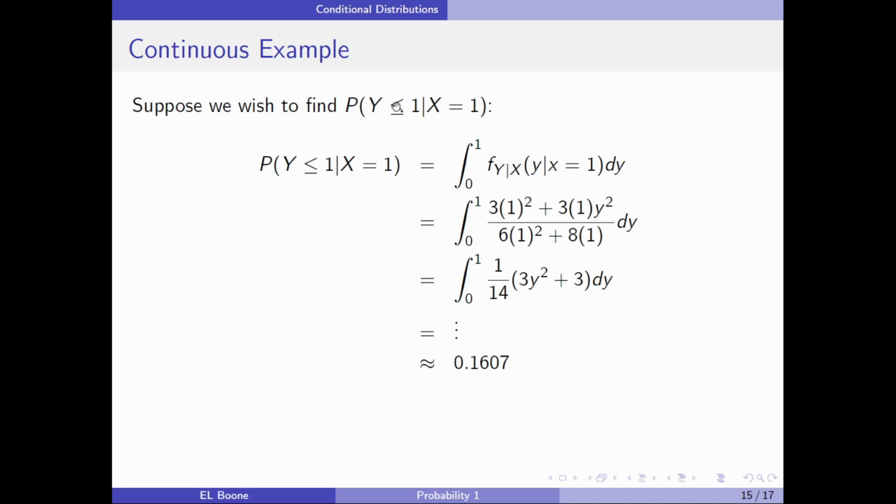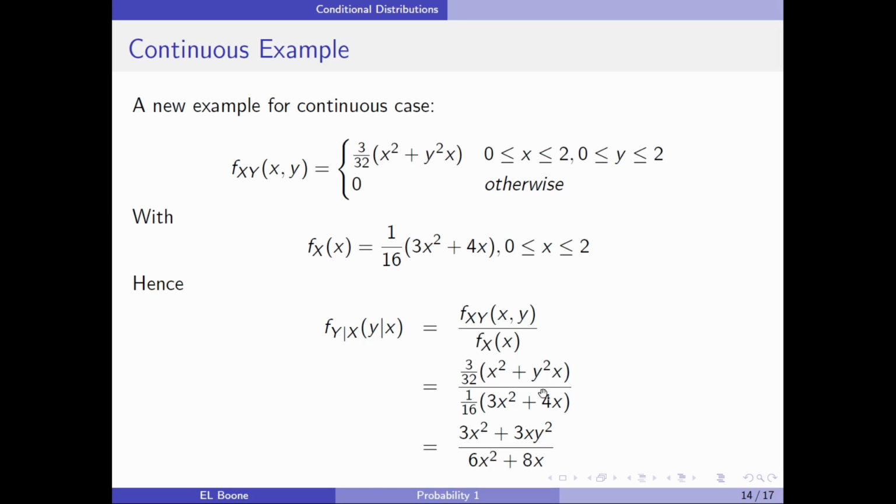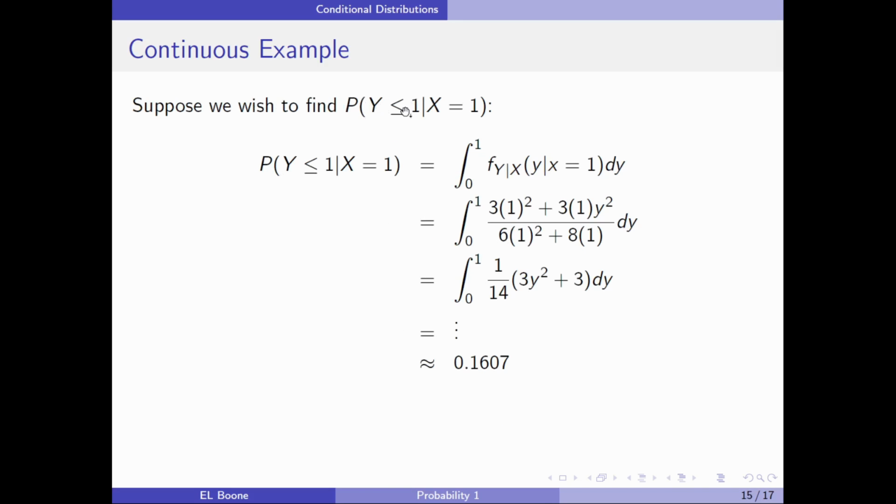find the probability that, using our marginal here, y is less than 1 given x equals 1. Well, it's a density, so I can do the integration just like before, from 0 to 1. Here x equals 1, so that means we plug in a 1 for every single x. That gives us 1 over 14, 3y squared plus 3. That's what we're going to end up with. And if we do all the integrations, we're going to come out at 0.1607. This is the value we're going to end up with if we chose x equals 1.